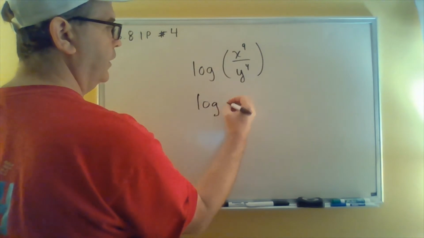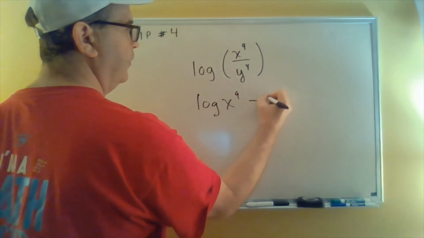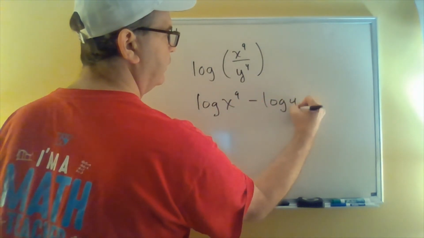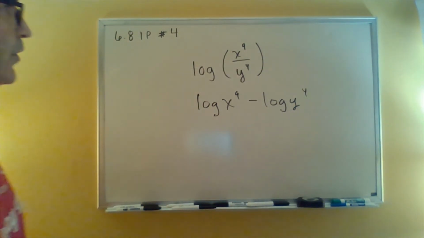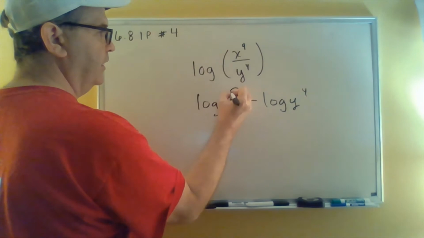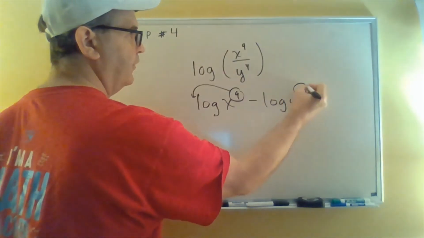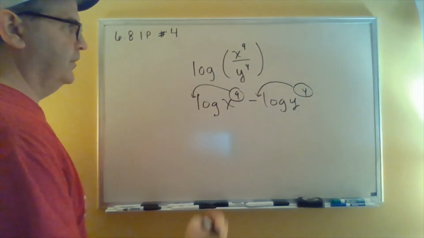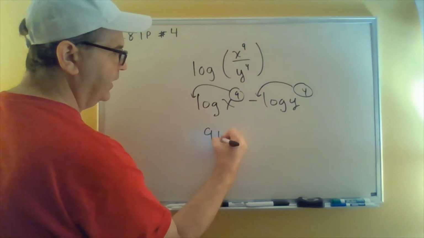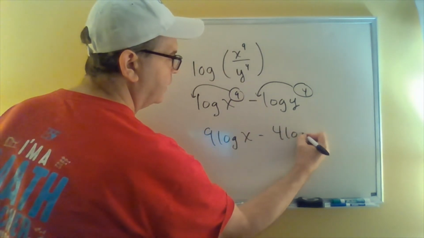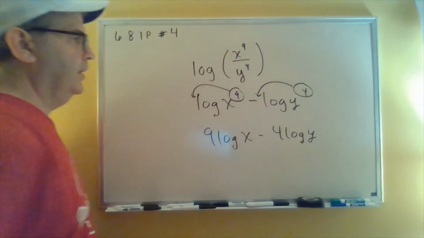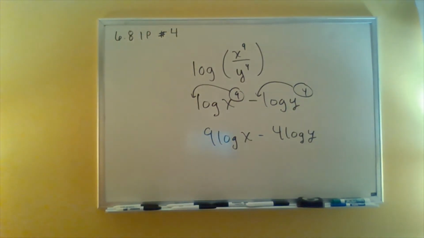I end up with the log of x to the 9th minus the log of y to the 4th. That's after using the quotient property. Next, I'm going to employ the power property. I'm going to move those exponents out front into the coefficient position. So I'll end up with 9 log of x minus 4 log of y. And there's our answer to number 4, 9 log of x minus 4 log of y.